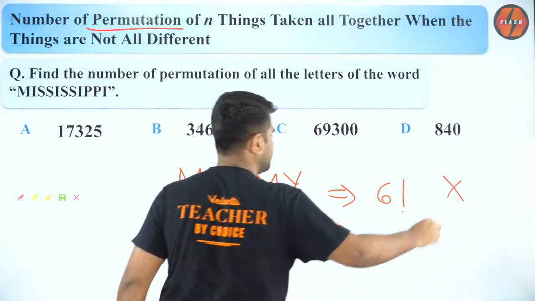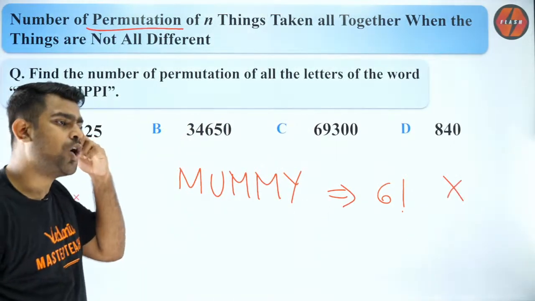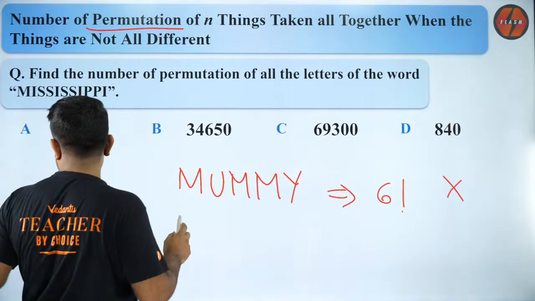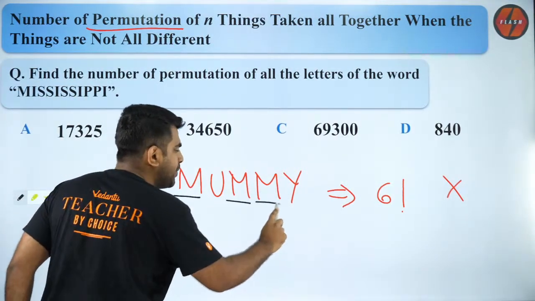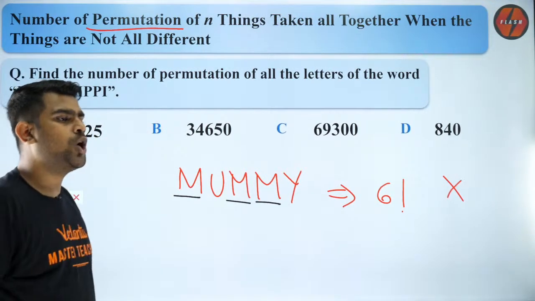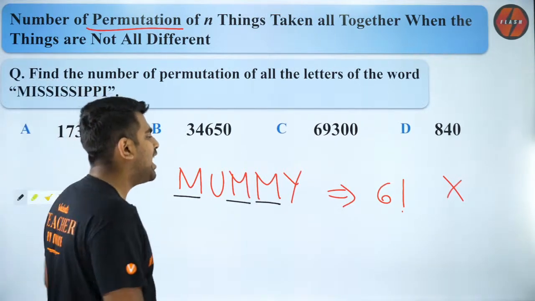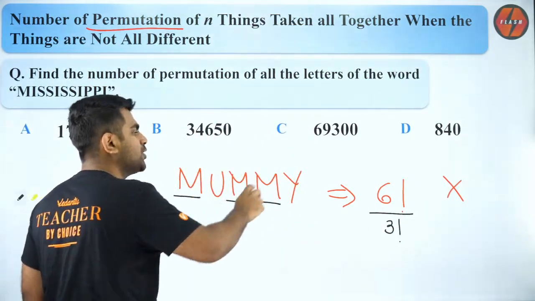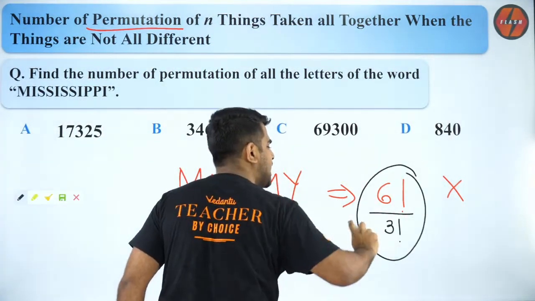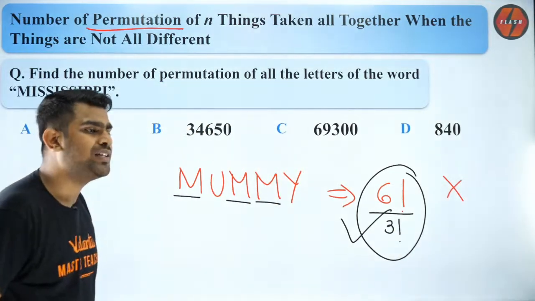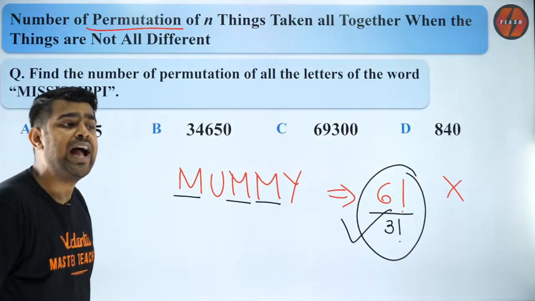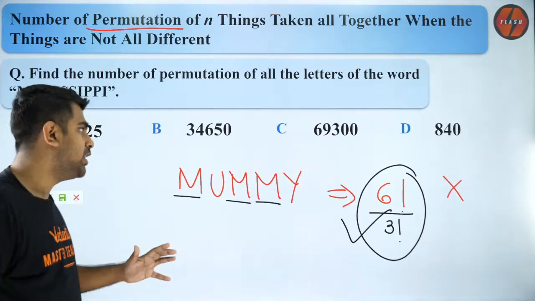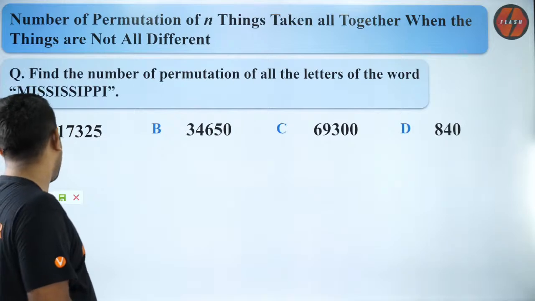But that is wrong. Why is that wrong? Because here, if you see, M is being repeated three times. So in that case, I will divide by how many times M repeats. That is the correct answer. Are you all clear? Now don't worry, I am not going to simply give you the formula and make you memorize. So let's try to observe how it works.